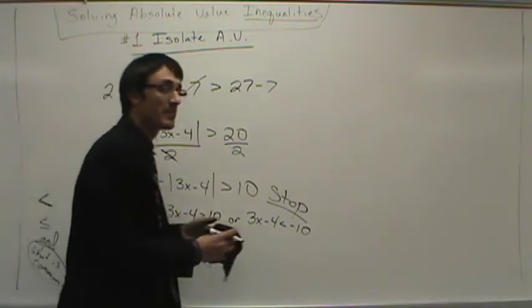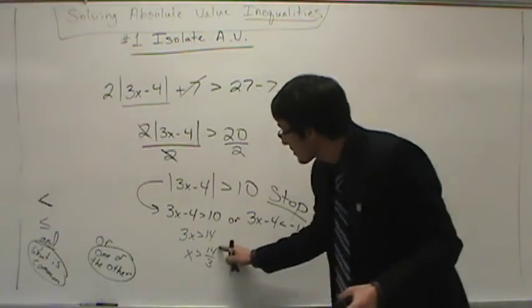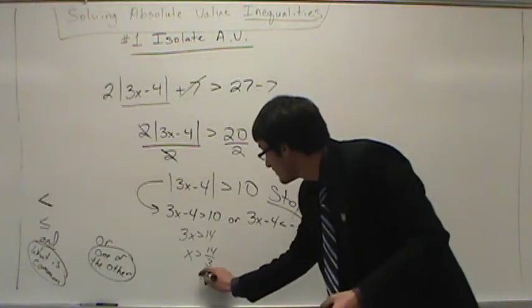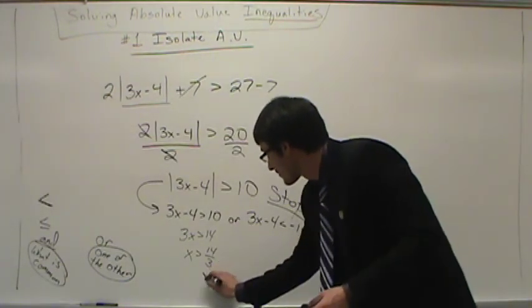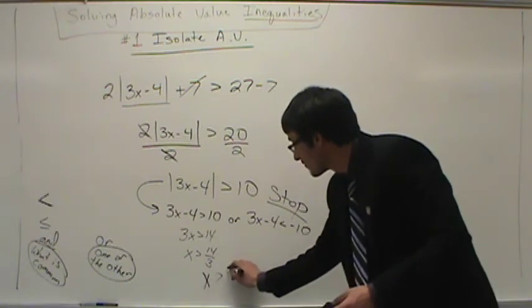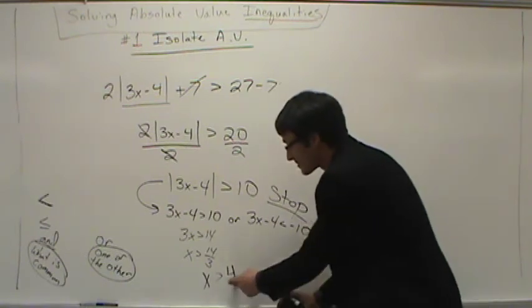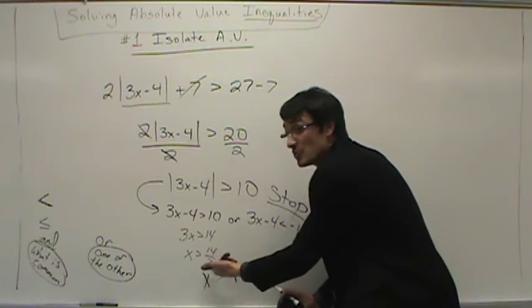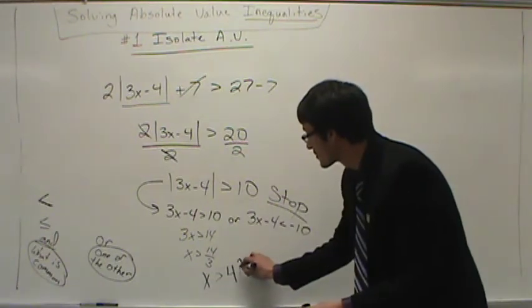Now, if you're struggling with what we did last time, how many times does 3 go into 14? We're going to write x is greater than. 3 goes into 14 4 times. How many are left over? Well, 4 times 3 is 12. And 12 is 2 less than 14, so we're going to say 2 are left over, 2 over 3.